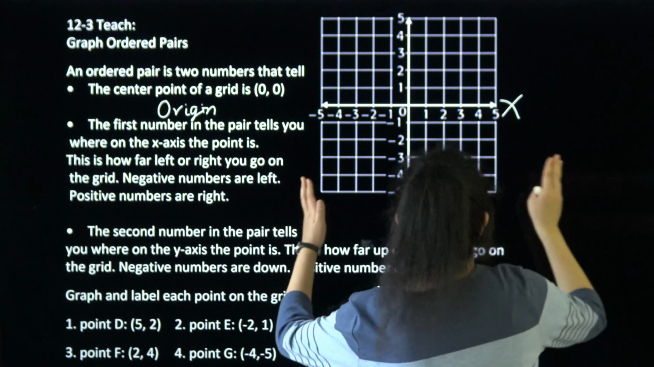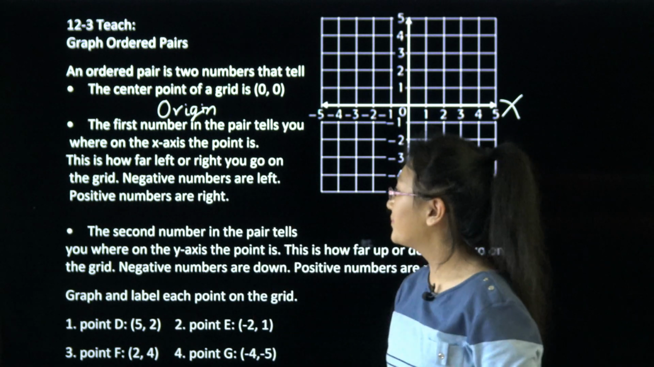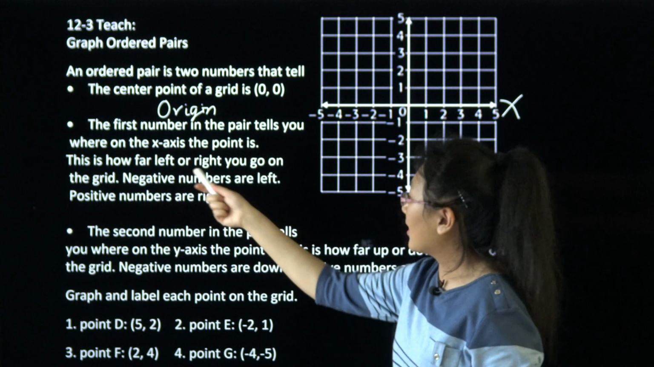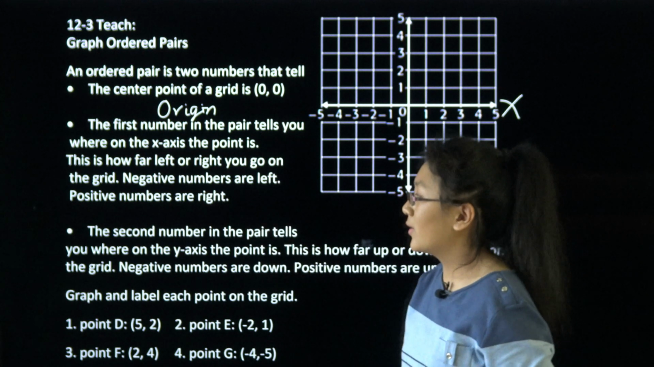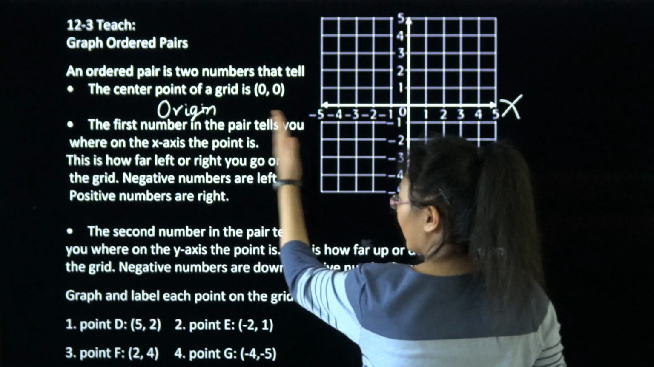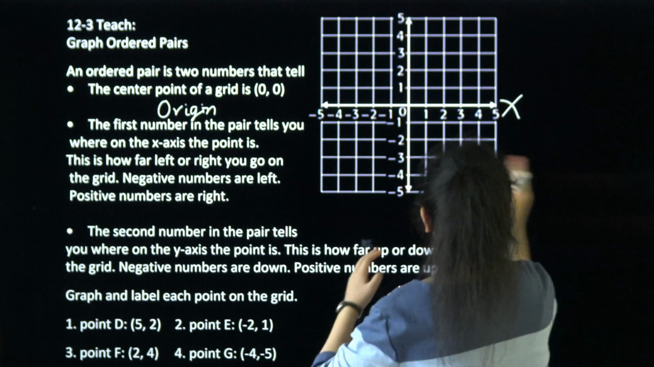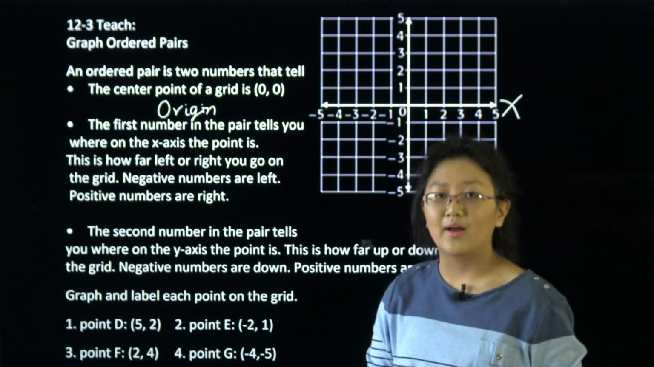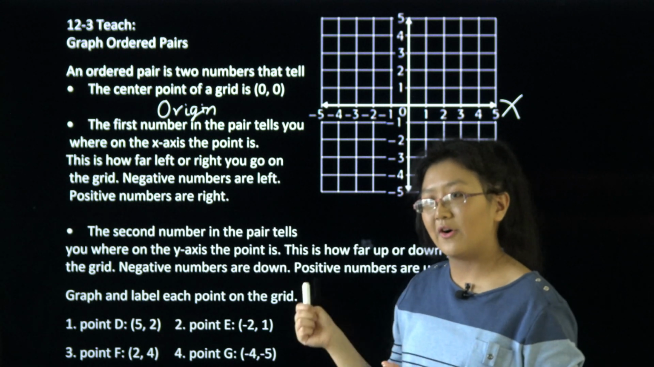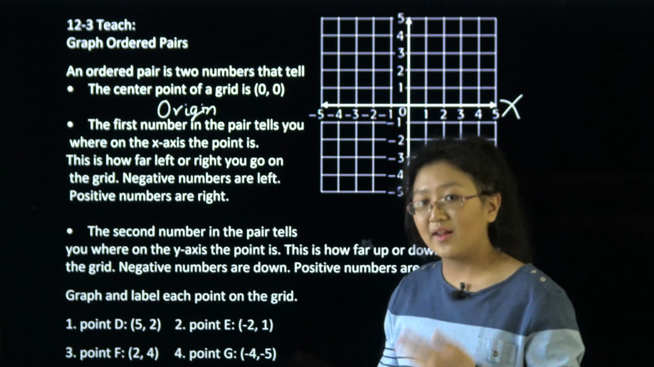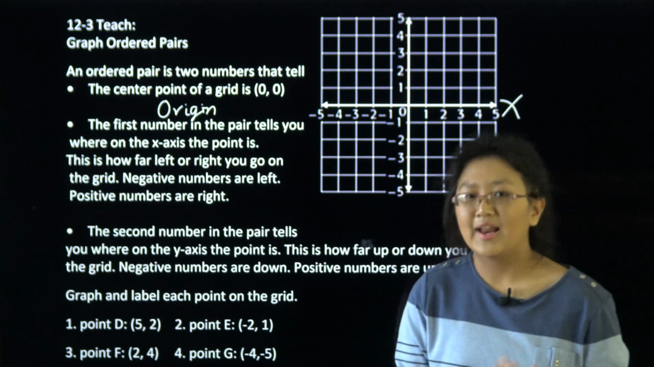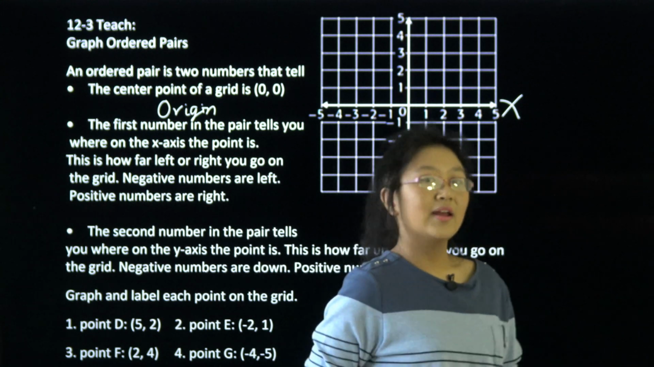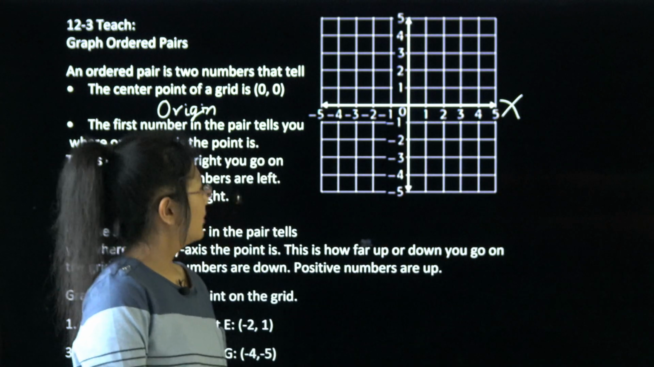Now, usually you would label on the right side. This is how far left or right you go on the grid. Negative numbers are on the left side. Positive numbers are on the right side. Now, I know that before we told you that it's how far right you go, but if you think about it, if you're going a negative amount of steps somewhere, it's like walking backwards.